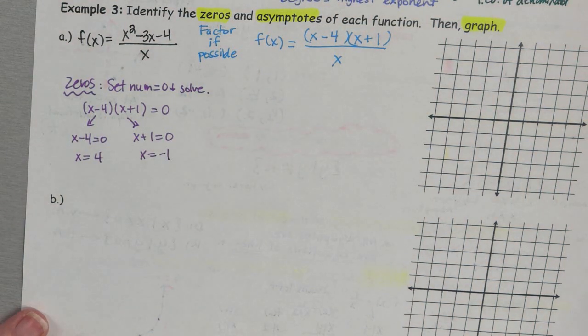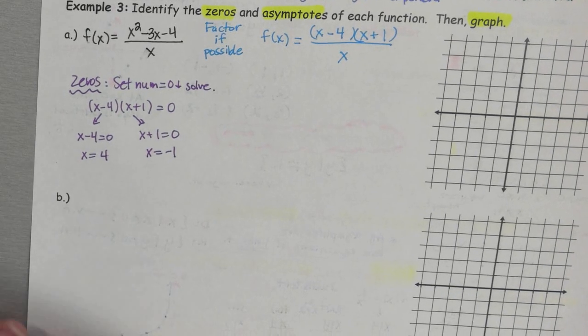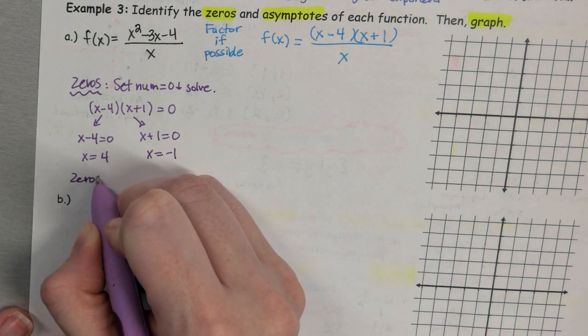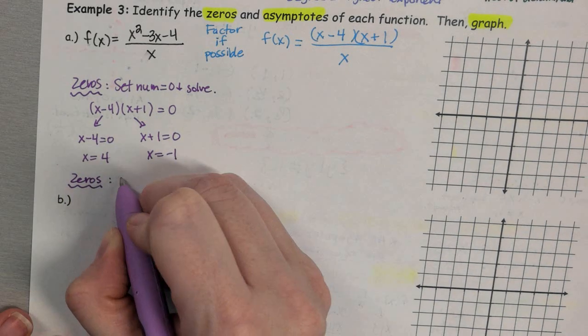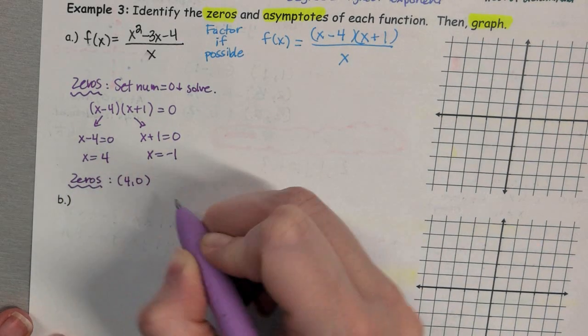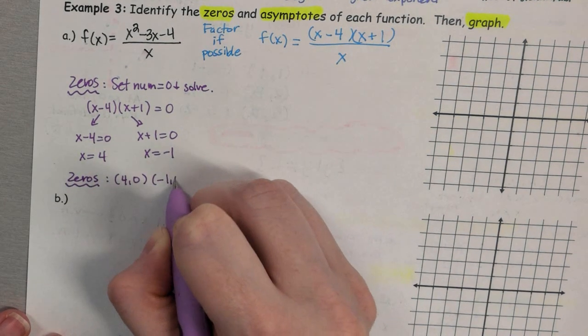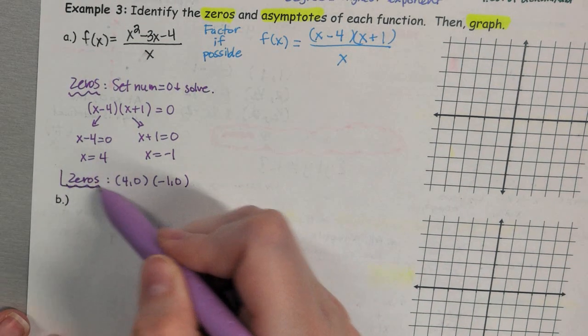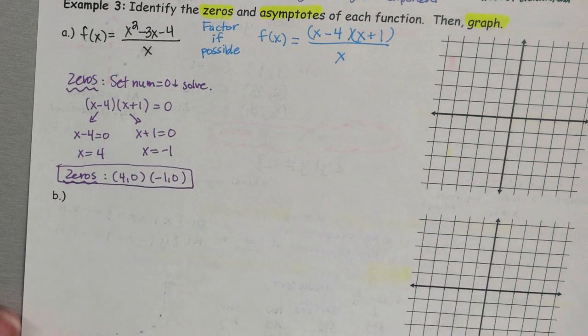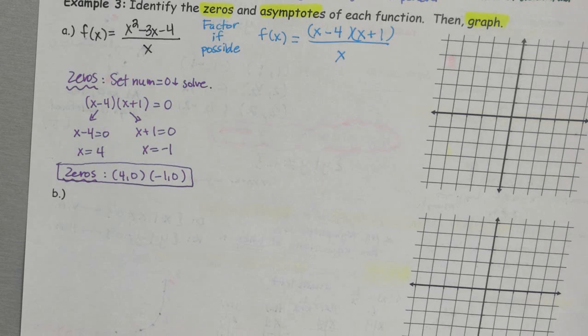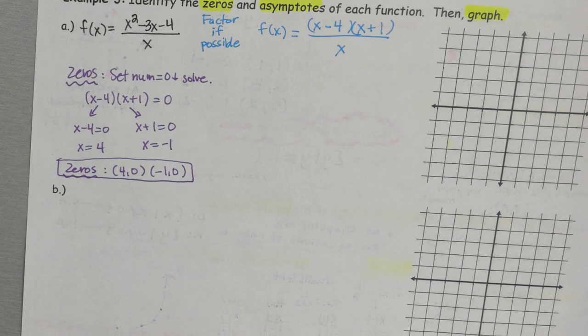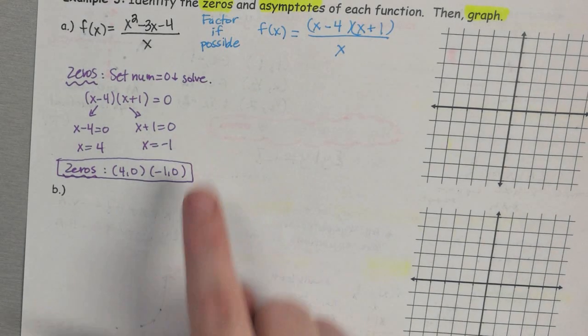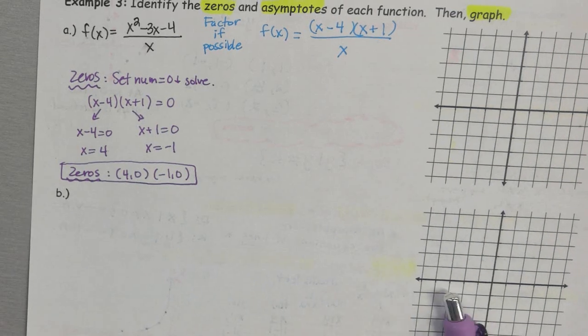We found the zeros. Now the zeros are the x-intercepts. So we're going to write them as the x-intercepts as points because we're going to graph them, right? So if we're going to graph them, I already have 2 points for my graph now, which is great. So we're just writing our zeros as the x-intercepts.